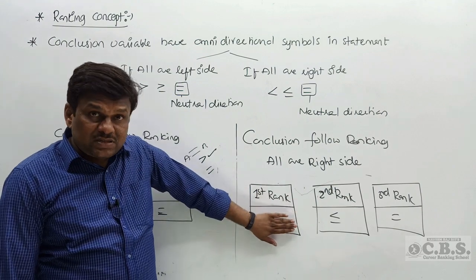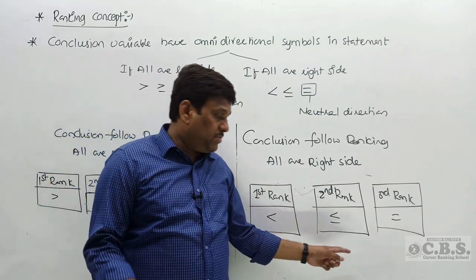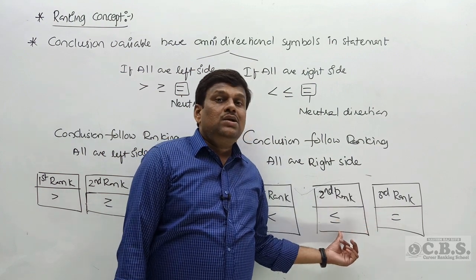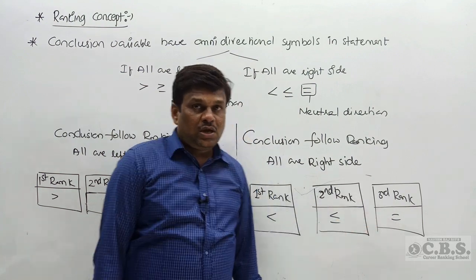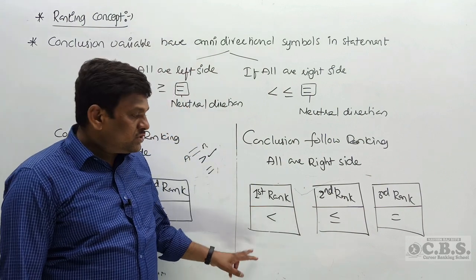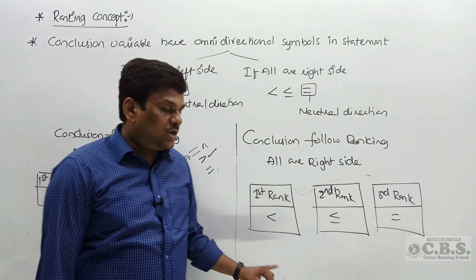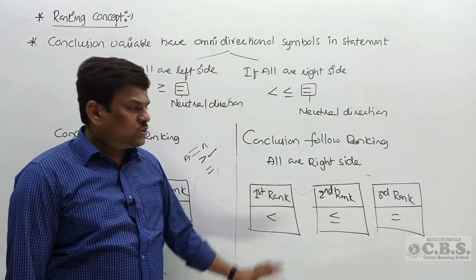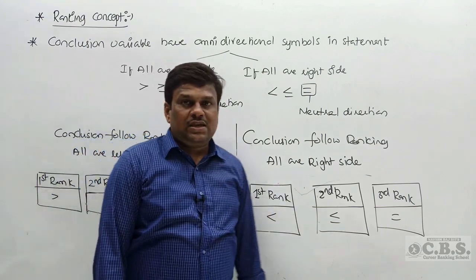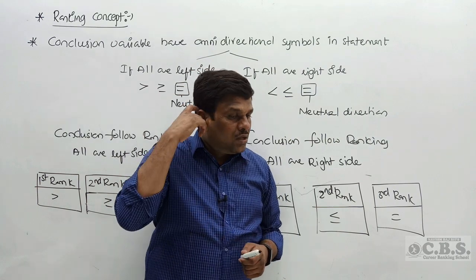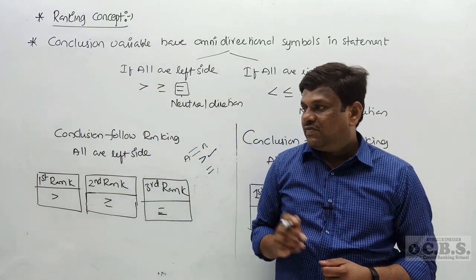If the conclusion variables have only two symbols in a statement, one is less than or equal to, the other is equal to, what's your conclusion? Less than or equal to is the right answer. Okay, if the conclusion variables have two symbols, one is less than, the other is equal to, what is your right conclusion? Less than is the right answer. So this is a ranking system. This ranking system will help you answer inequality questions in just 5 seconds.